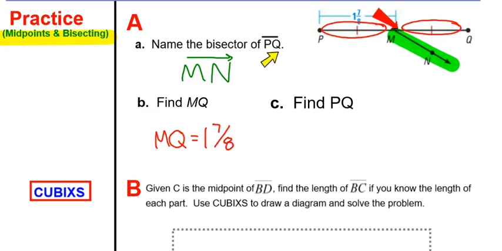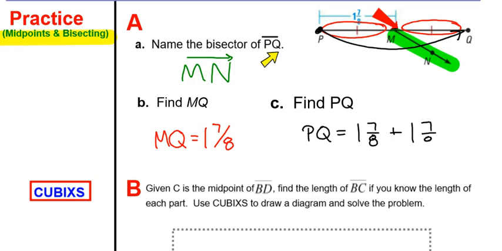The last question asks us to find out what PQ is. Notice P starts on the left and goes all the way to the right, and it's made up of those two red circles right there. PQ is made up of 1 7/8 plus another 1 7/8. If you have a calculator, feel free to use your calculator. I don't have a calculator with me, so I'm just going to add them together. So I take the 1 plus the 1 and I make a 2. And then when I add fractions, as long as I have a common denominator, I can add those together and I get 14 over 8. 7 plus 7 gives me 14, and then the 8 stays the same.